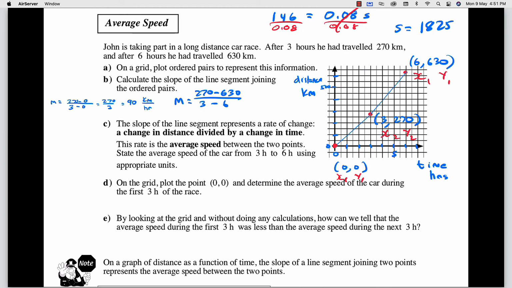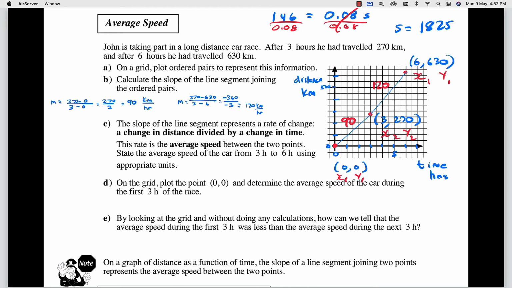So 270 minus 630 is going to be a negative 360, and 3 minus 6 is a negative 3. And negative divided by negative is positive, and 360 divided by 3 is going to be 120 positive. And again, the units are going to be kilometers per hour. So I'm just going to minimize this little calculation. Okay, so the first leg of the journey had a slope of 90, and the second one had a slope of 120.